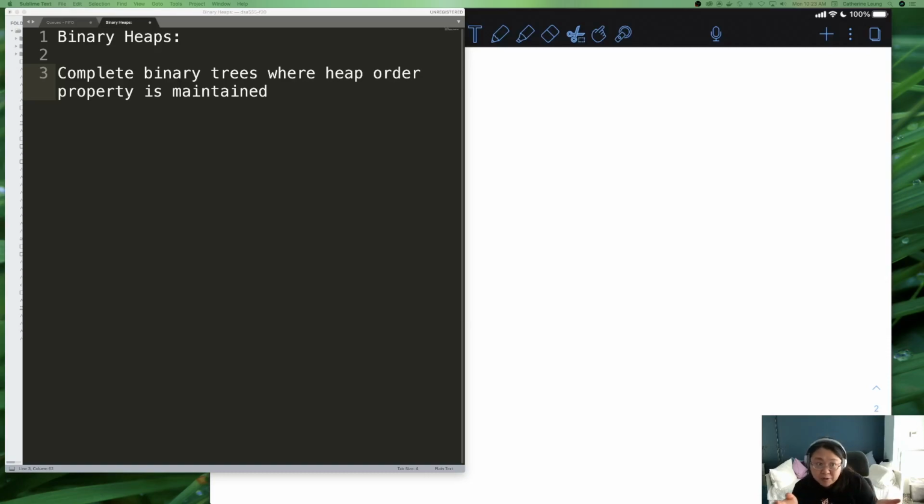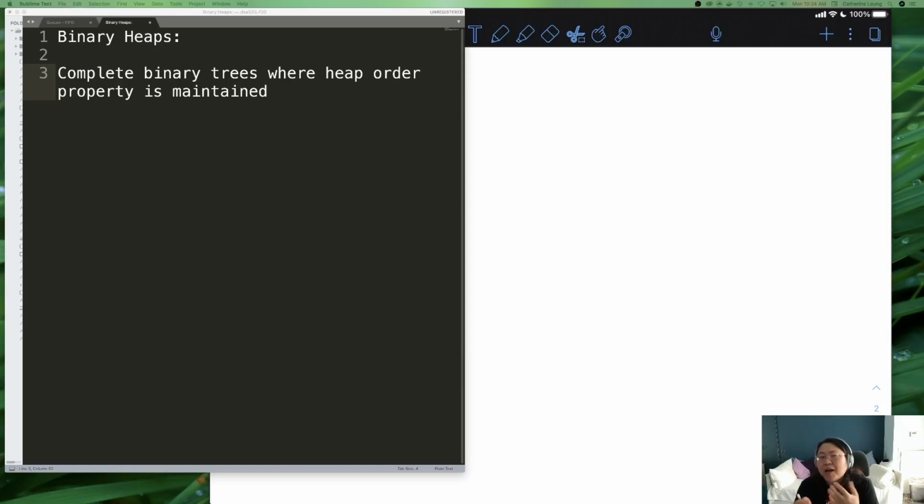And also later on when we start talking about trees, some of these words we're going to introduce now are actually going to be part of the tree section, because we're going to be talking about binary trees after we talk about heaps. So let's start with a binary heap. A binary heap, by definition, is a complete binary tree where heap order property is maintained.